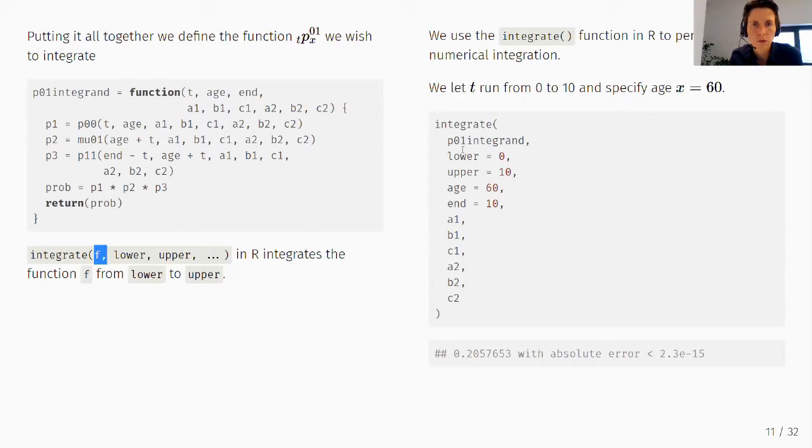So in this case, if you run this instruction, the function I wish to integrate is the one I put together over here. I want to go from 0 to 10. I give as the age 60, and as this end, I give again the 10-year period. I specify my constants, and I find here below the numerically evaluated probability.